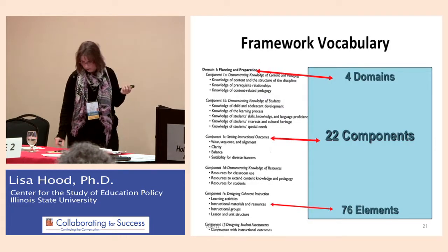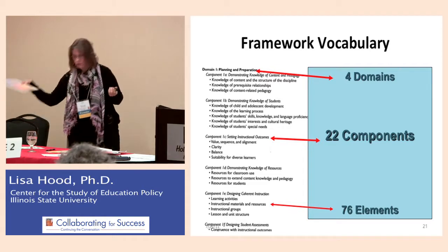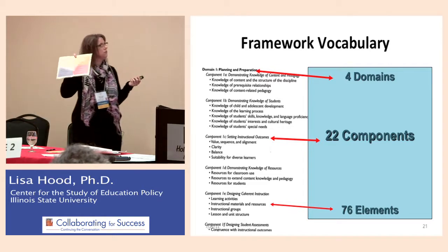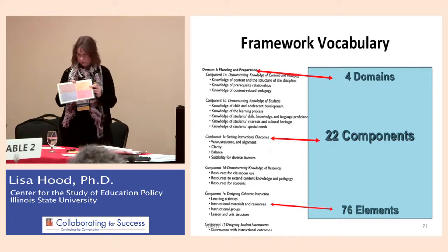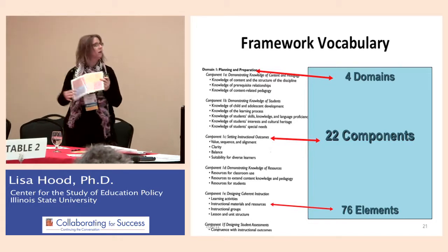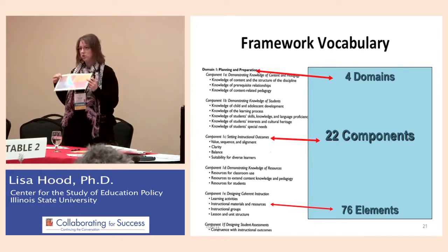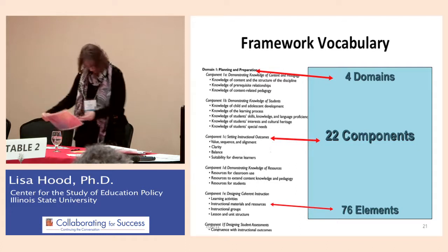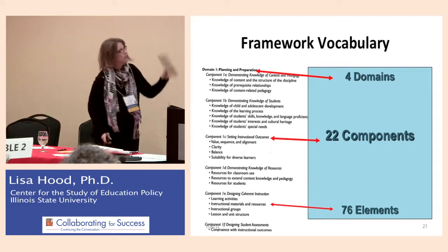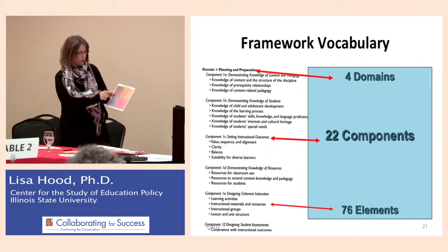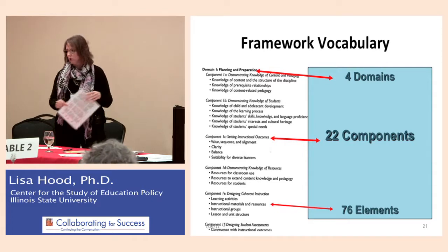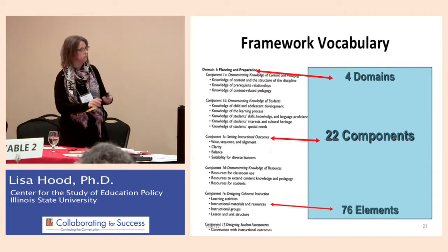So if you take a look at your Danielson on a page, we have 4 domains, so that's these big chunks. The 22 components, which are kind of these 1As, 1Bs, excuse me, that's your components. And then underneath each one of those are the elements, which again are kind of the indicators of what each one of those components and domains look like.